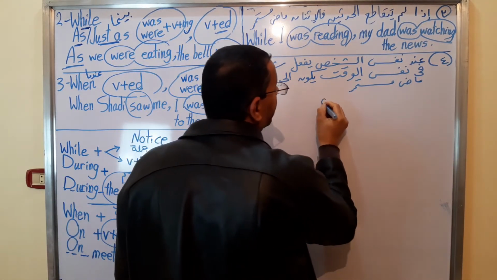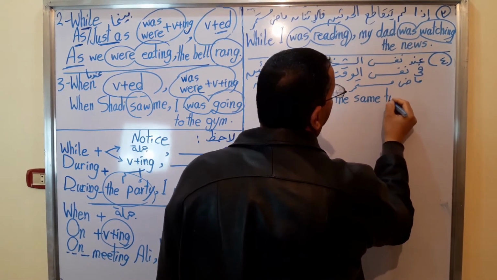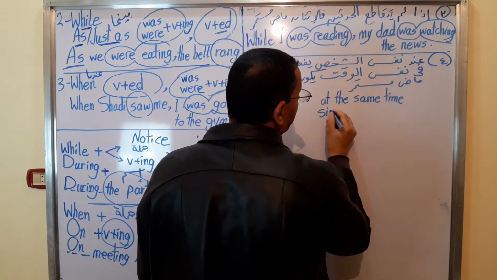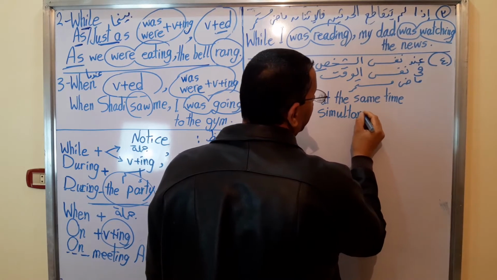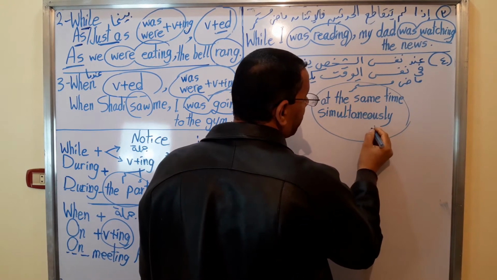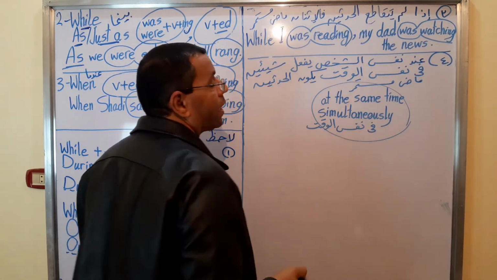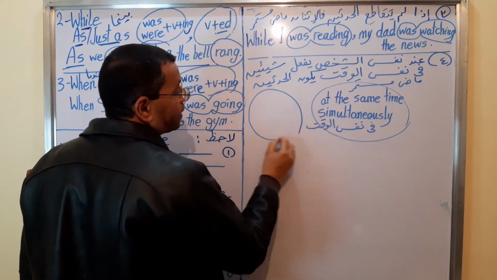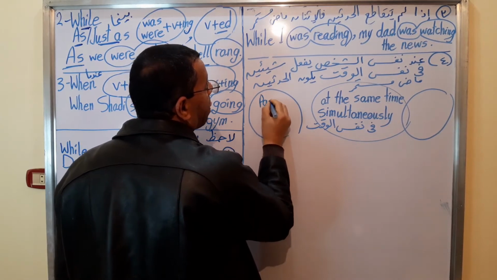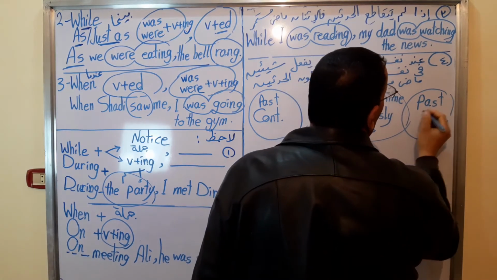We have this with at the same time or simultaneously. At the same time means في نفس الوقت. We have past continuous here and past continuous here. The two are past continuous.